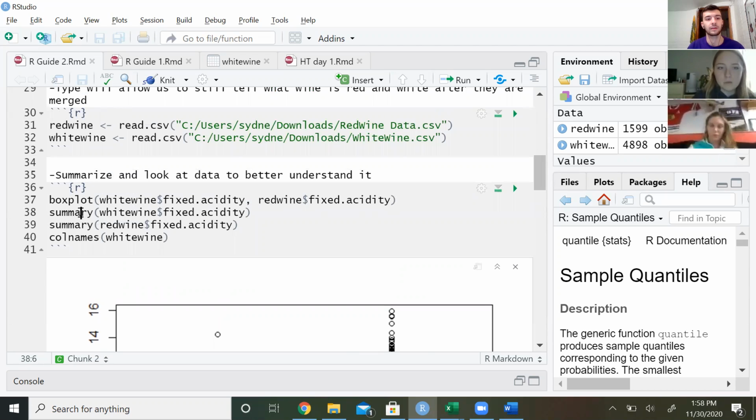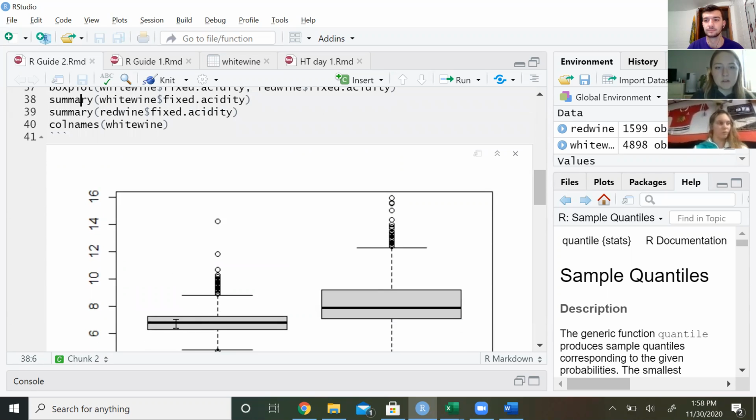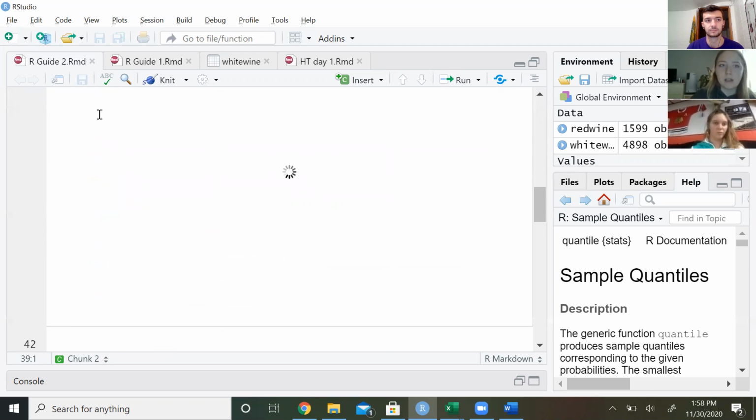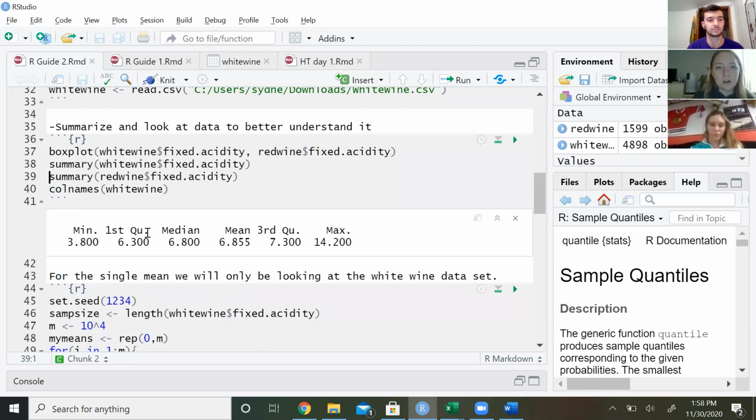So then we can look at the summary just to get some idea of where these box plot quantile lines are. For our white wine, the median is about 6.8. First quantile is 6.3. The third is 7.3. And then red wine will have a bigger spread, from 7.1 to 9.2, because we saw that the box plot was more spread out and bigger.